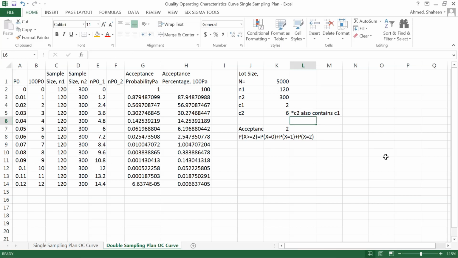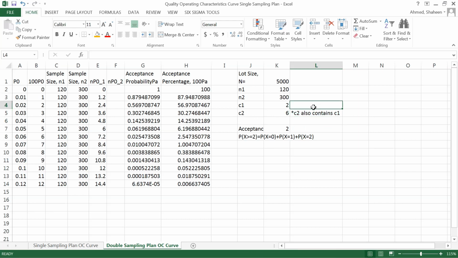So what you're trying to say here is, in total from the first sample and the second sample, we can only accept a maximum of 6 defectives. So if you already get 3 defectives in the first sample, you can only get another 3 in the second sample. So this C indicates how many defectives in total, combining the second sample and the first sample. That's C2. So you must be careful on that.